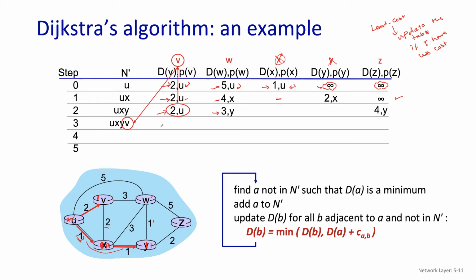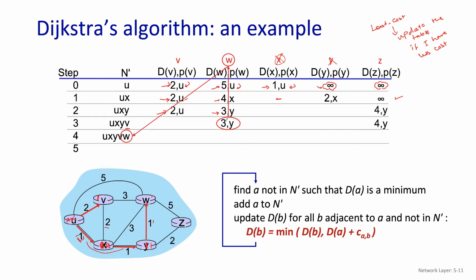So at this point, I already investigated V. Now I will end up with 3 values here, which is either to go to Y 3 or 4, right? At this point, I will go with the least cost, which is going to be W, right?